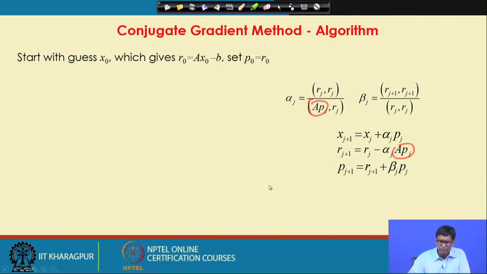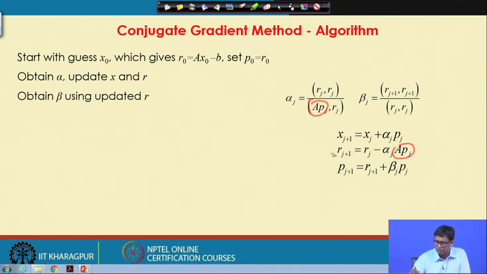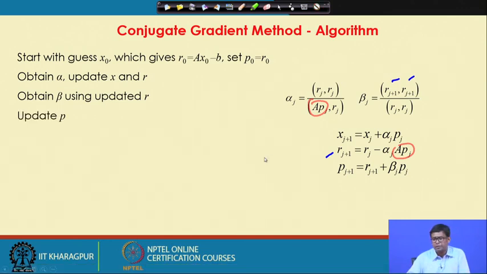So, what should we do? We should start with a guess x_0, which will give us the initial residual r_0 is equal to b minus A x_0, and set the initial auxiliary vector the same as the initial residual vector, p_0 is equal to r_0. Then we will update everything: obtain alpha, update x and r, which are updated based on alpha, and then update beta. Once r is updated, we get r_{j+1}, and we can calculate beta using the updated r, and update p based on that.